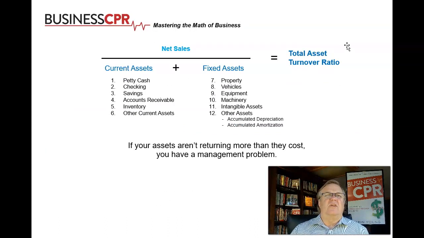I particularly encourage you to think in terms of this statement down here. If your assets aren't returning more than they cost, you have a management problem. And if that's the case, let me know what that problem is or what you think it is, and I'll show you the math to confirm that.